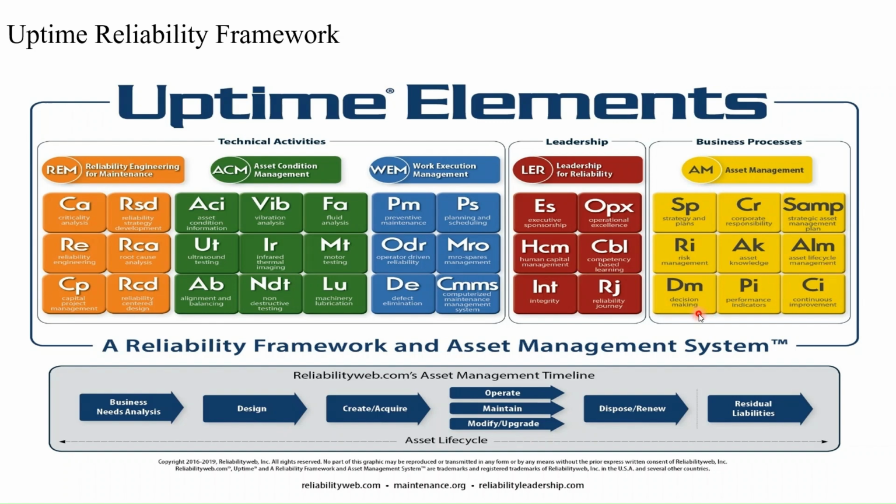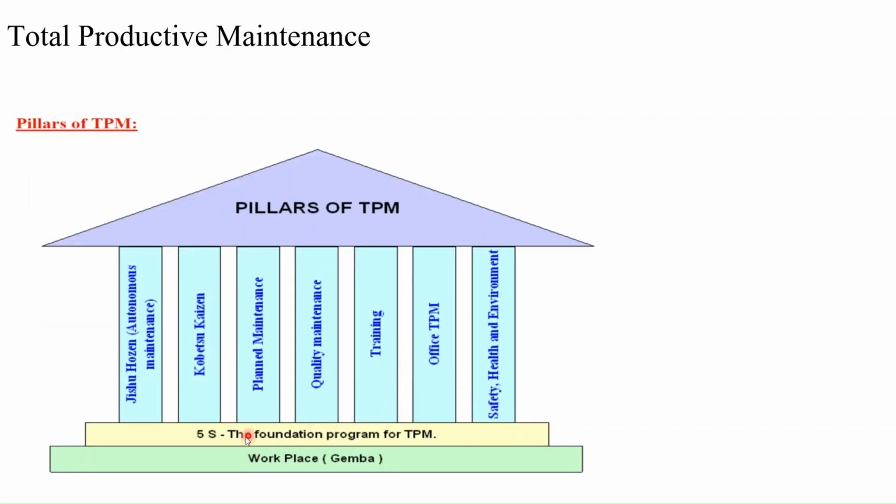Total productive maintenance, TPM, overview. Total productive maintenance, TPM, is a comprehensive approach to equipment maintenance aimed at maximizing efficiency and reliability.